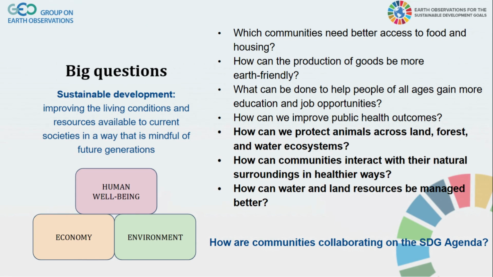So, challenges such as broadening access to food and housing, earth-friendly production of goods, access to education and job opportunities globally, public health outcomes, they're all part of sustainable development. And specifically, Earth observation data can help us answer questions such as how can we best protect animal habitats and land, forest, and water ecosystems? How can people interact with their natural surroundings in healthier ways? And how can water and land resources be better managed?